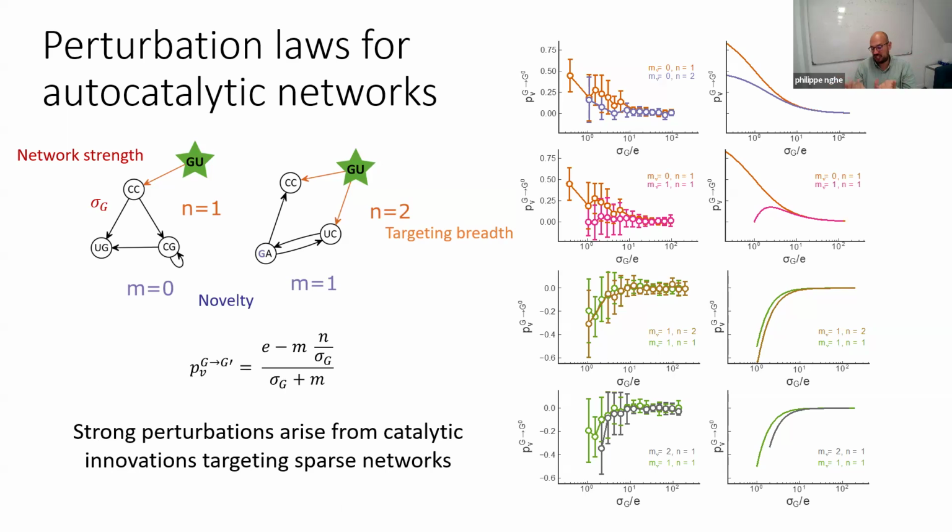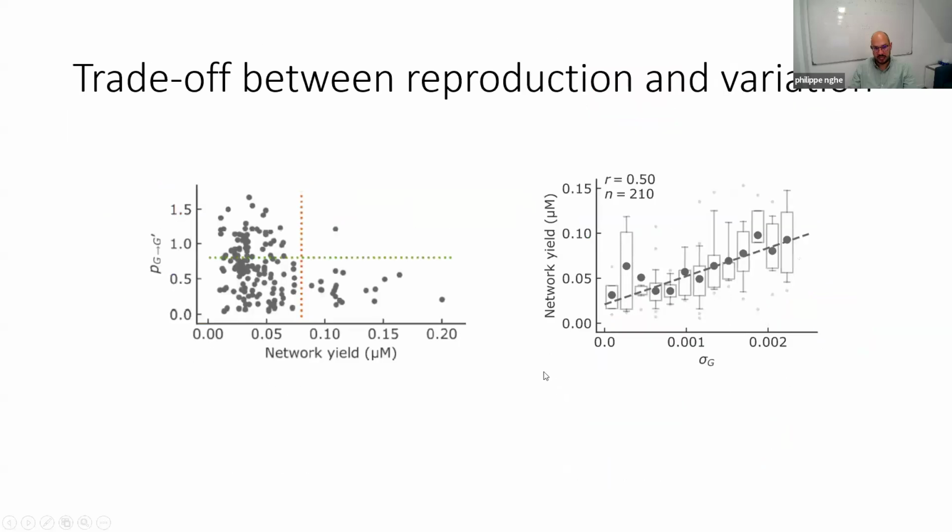So this means if your network is very strong, it's very robust. And if your new species is novel, but is not only affecting one species, it's not going to have a lot of impact. So what we observe on top of that is that you have kind of a trade-off. If you have a network that grows a lot, so this is here the yield, typically you will rarely see it being perturbed by a new species, which is consistent with what I said before.